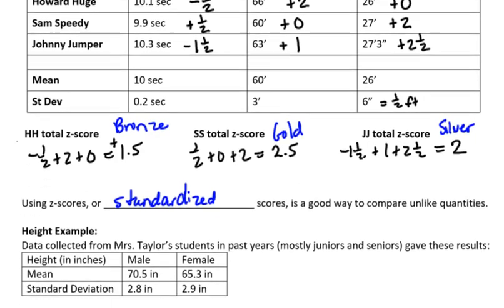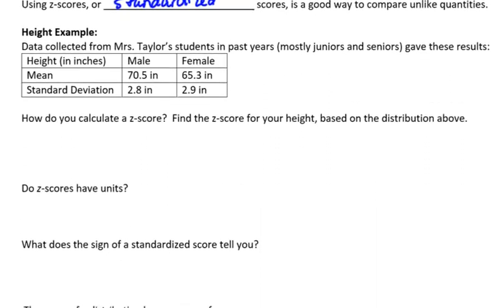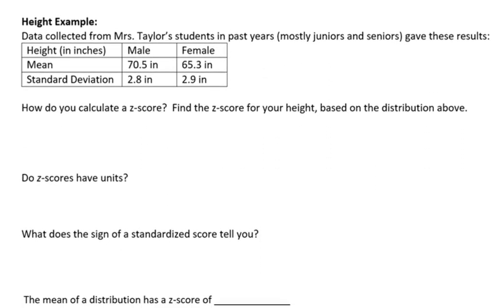Now, how does that work with more interesting numbers, shall we say? Well, for many years I've done projects where I've collected students' heights, and so here's a compilation of many of the heights, mostly juniors and seniors, that I've collected over the years, and I calculated the mean and standard deviation for male and female heights in inches. So how do we calculate a z-score? The z-score is defined as the data value minus the mean, over the standard deviation.